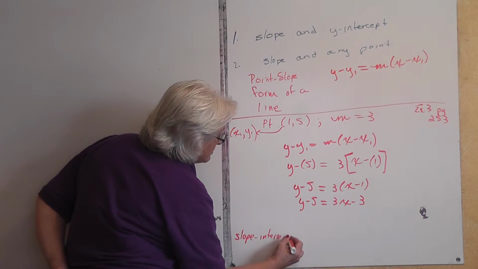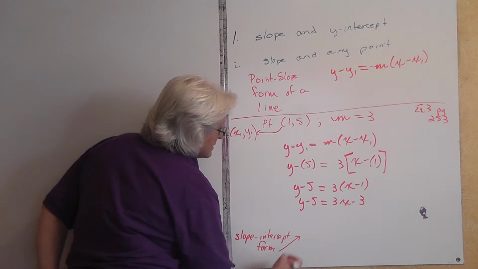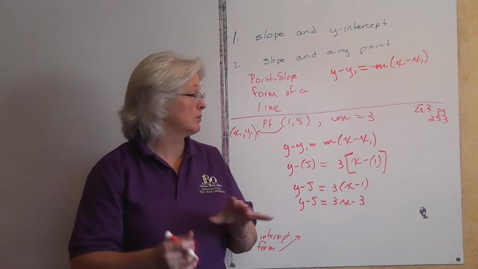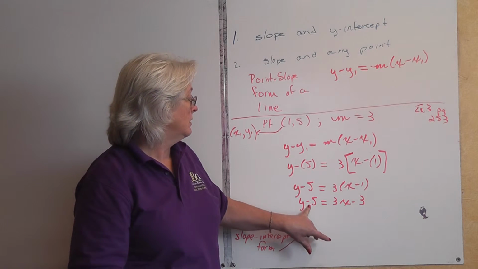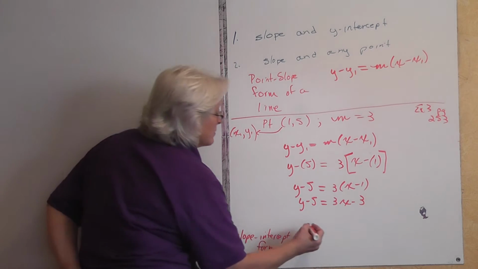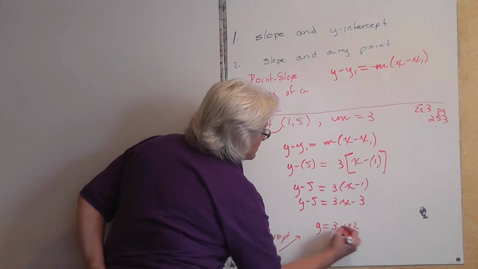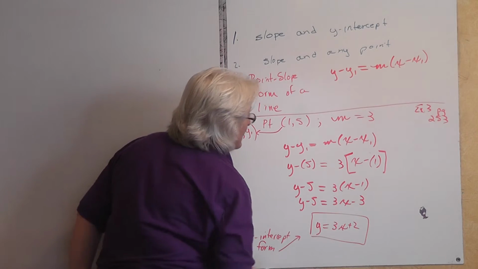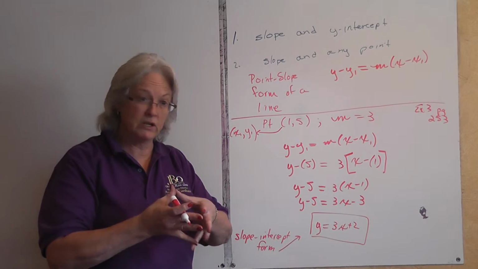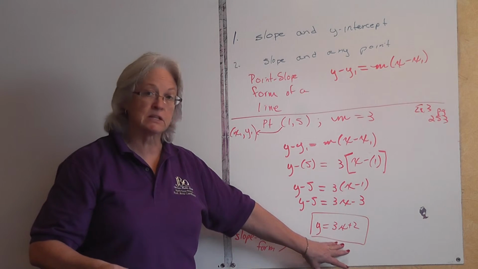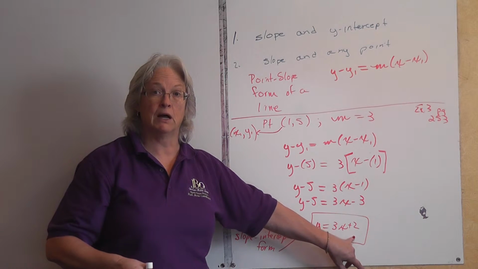This is an acceptable final version of your equation, and that's where we have solved for y. In order to solve this equation for y, what do we do? We add a 5 to both sides of the equation. Y is equal to 3x plus 2. Now, we have a form of the line. We've got an equation of this line. The form that it's in is the slope-intercept form of the line.